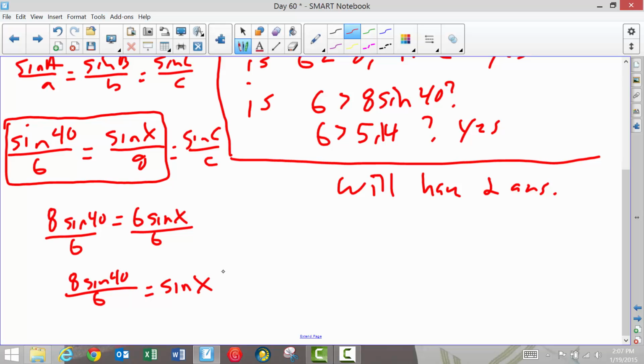Now remember, I'm solving for an angle. In your calculators, to solve for an angle, you have to do the inverse. So I have to do sine inverse of my ratio. My ratio is 8 sine 40 over 6, and this will equal x. So going into my calculator, I have to do the inverse. And I do 8 sine 40 divide by 6.